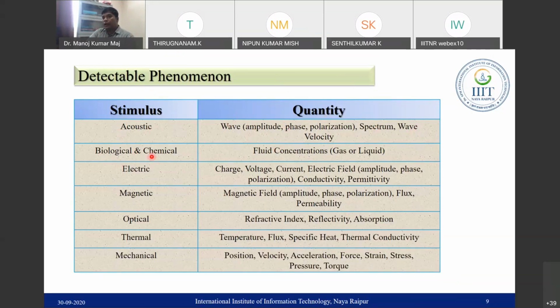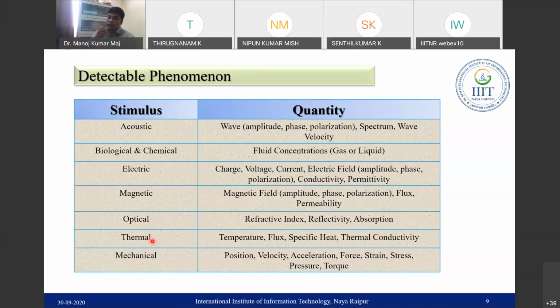In the biological and chemical cases, we have to see for the fluid concentrations like gas or liquid. In the electrical case, we have to see for the charge, voltage, current, electric field, your conductivity, your permittivity, and many other countless things. And the magnetic, we have to see about the magnetic field, like what should be the amplitude, phase, the polarization, flux, the permeability. So all these factors will be quantified for the case of magnetic sensing. And in the case of the optical, we have to see for the refractive index, the reflectability, and the absorption of the materials, and all other aspects we have to see there.